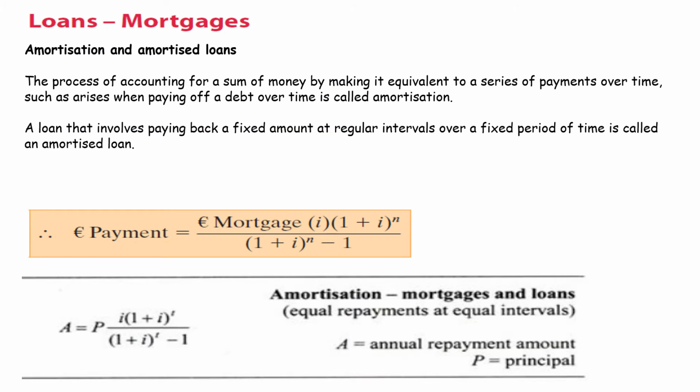A loan is where you take out a sum of money and then you pay it back over an amount of time. Generally we have to pay back a fixed amount, and that is what we call an amortized loan, or amortization, where the amount is fixed, and we end up paying back more than we borrowed, and that extra piece is our interest.